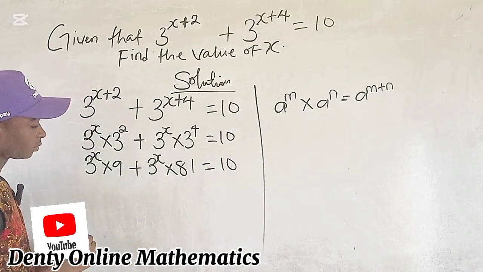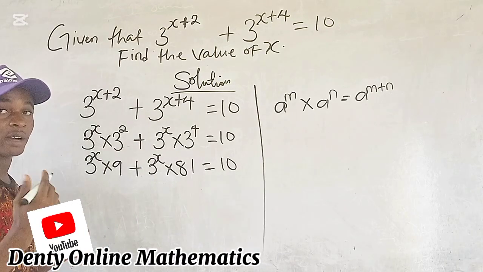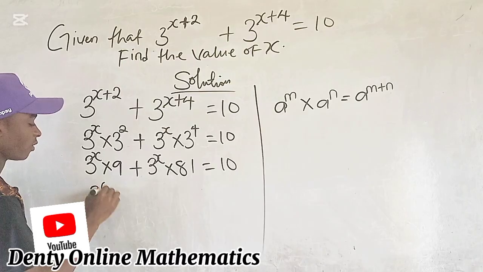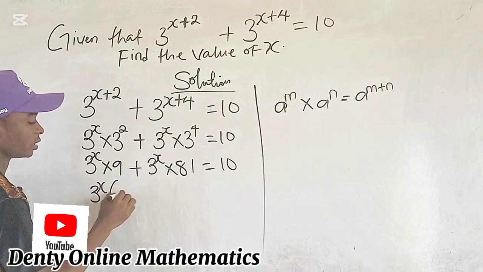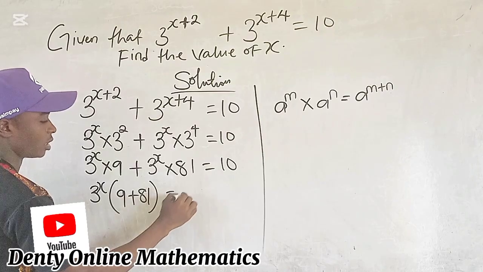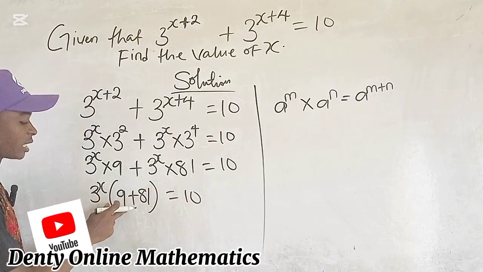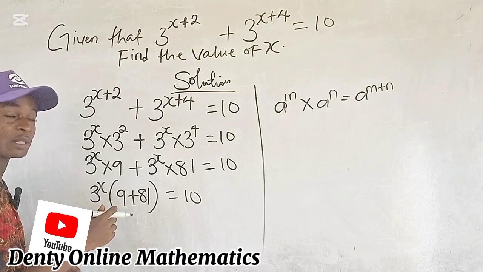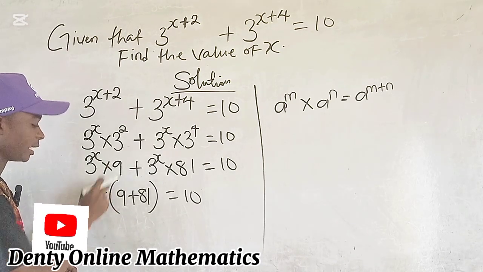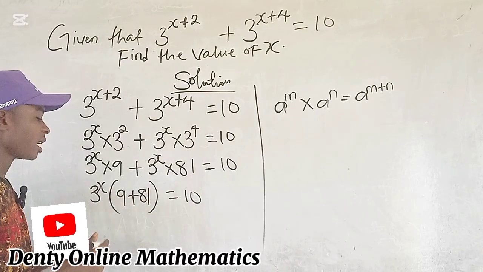Now we have 3 raised to the power of x here. We have 3 raised to the power of x here. So I can factorize 3 raised to the power of x out. So 3 raised to the power of x will come out. What will be left is 9 plus 81 equals 10. Because 3 raised to the power of x times 9, this bracket means multiplication. So 3 raised to the power of x will multiply 9. 3 raised to the power of x will still multiply 81. So I just factorized it out.